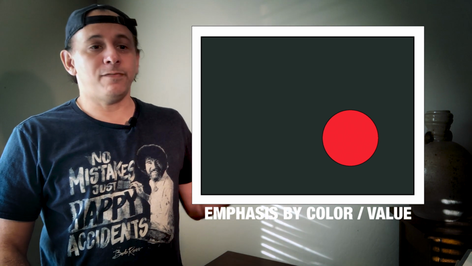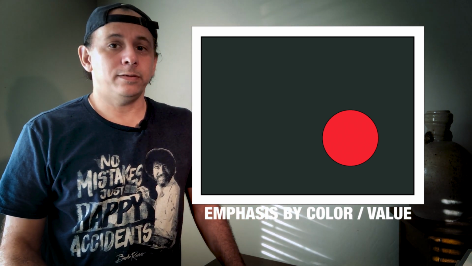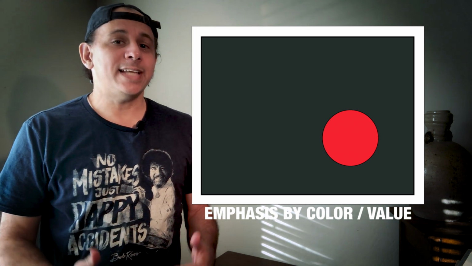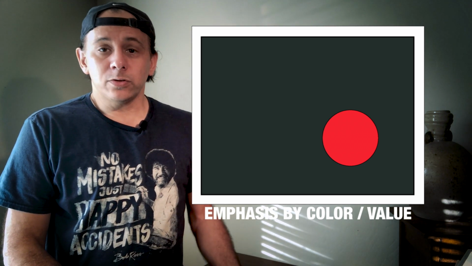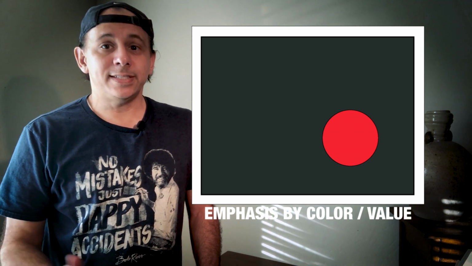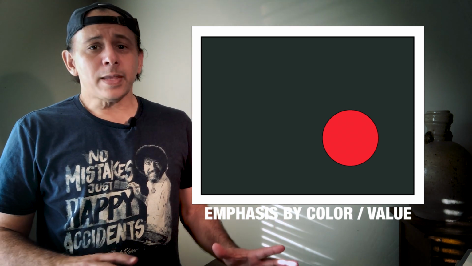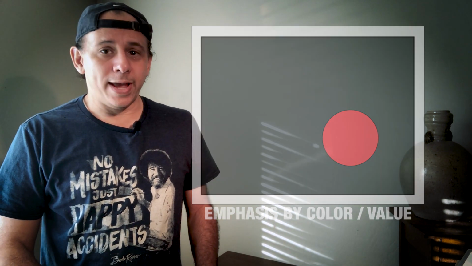Okay, and then the last one here is color. We have this very flat background. And if you look closely, it's a dark green and it's very desaturated. While the circle is very saturated, it's lighter and it's red. It's the opposite of green. So here are 4 different ways that you could create a focal point.